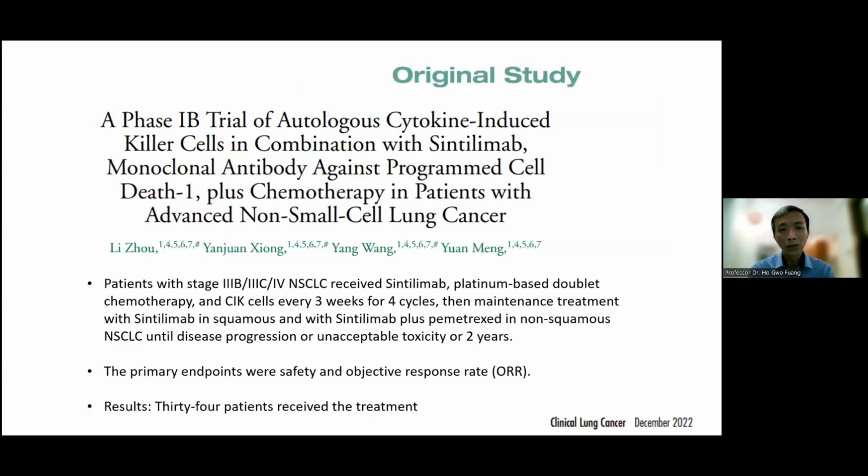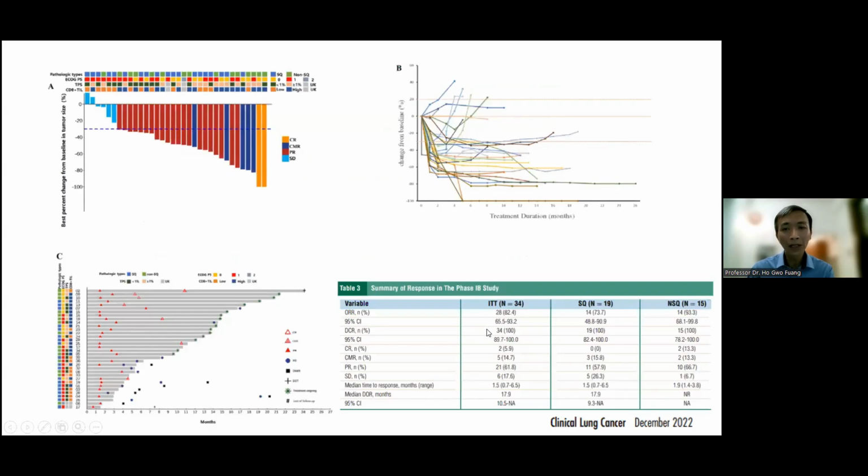So if you add that into the regime for advanced lung cancer, Dr. Lee reported 2 years ago that advanced lung cancer patients received sintilimab and chemotherapy, and then had the cytokine-induced killer cells 3 weekly for 4 cycles, and then were maintained with sintilimab for squamous, and sintilimab and pemetrexed for non-squamous, until disease progression. So it is a single arm study, but a very remarkable result.